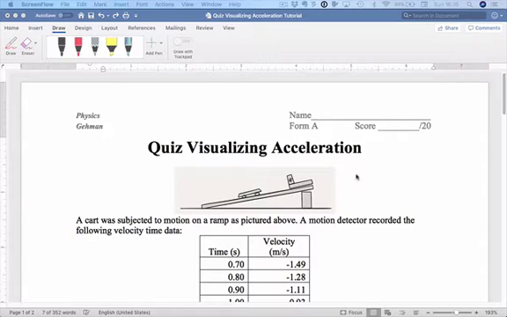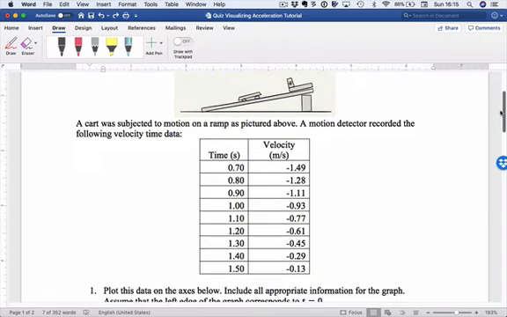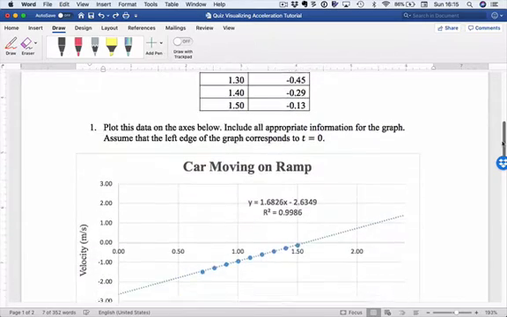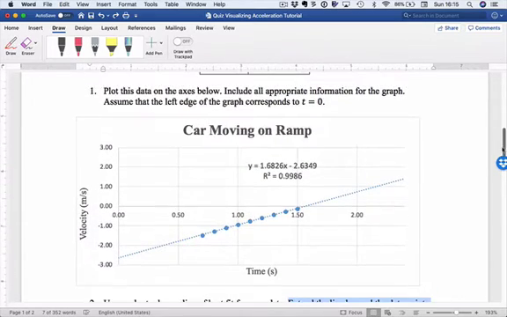Welcome to this tutorial and review of the Visualizing Acceleration quiz and opportunity for you to earn some points back. I plotted these data points here in an Excel graph and you see the result.